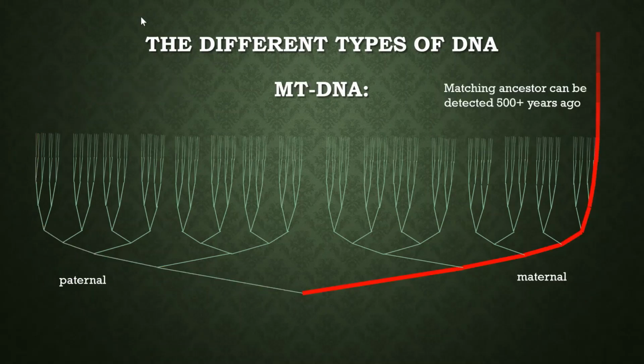Mitochondrial DNA, which is also abbreviated mtDNA, does the same thing for the maternal line. So it can detect matching ancestors over 500 years ago. But like I said, it changes surnames every generation in most traditional surname inheritance. And so it's a lot harder to make use of for genealogy.